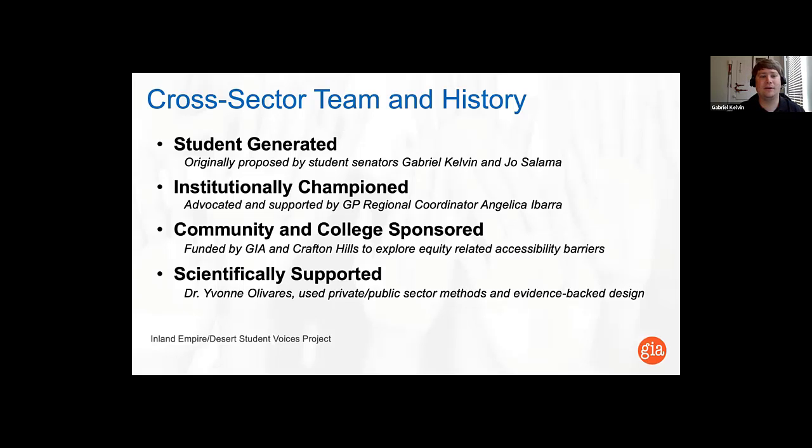And I was able to propose this project along with another student senator at the time. It was then picked up and championed by Angelica Ibarra, who I'm sure we all know, and is a very remarkable individual in Guided Pathways and the CCC Foundation. And then it was also very generously sponsored and empowered by GIA and the Growing Inland Achievement, and also scientifically supported by Yvonne Olivares.